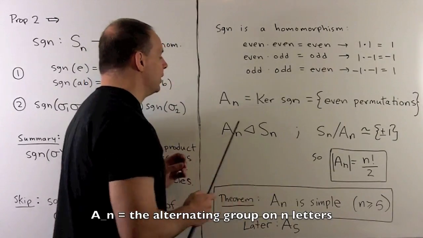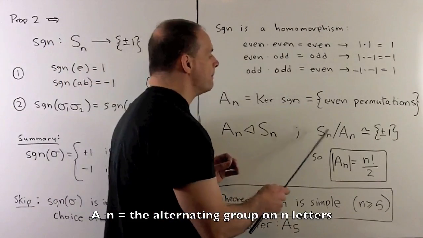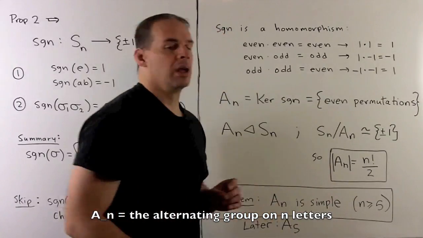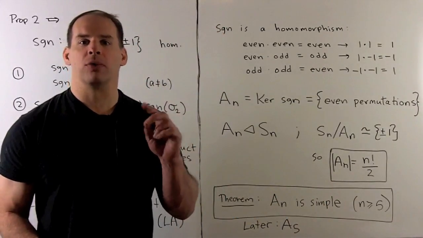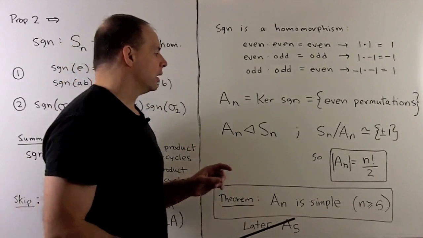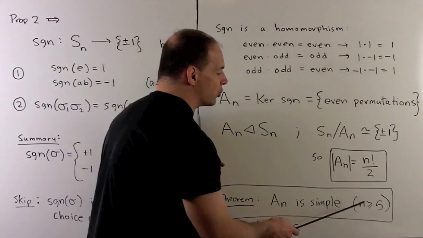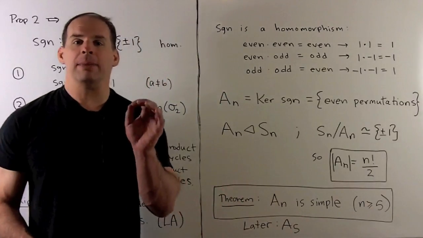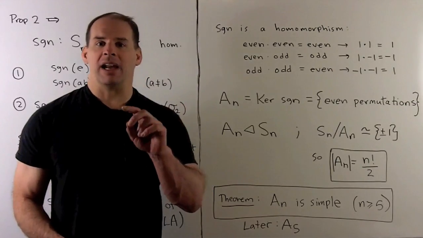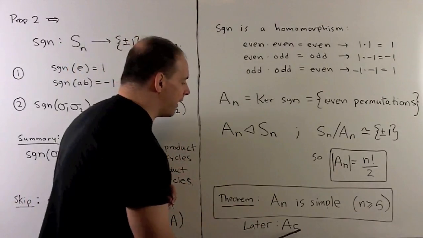Because it's a kernel, it's going to be normal in S sub n. By our isomorphism theorem, the quotient group S sub n mod A sub n is isomorphic to plus or minus 1. So that means A sub n has n factorial over 2 elements. Again, it's normal because it has index 2. Now, the big theorem is that A sub n is simple when n is greater than or equal to 5. Recall that means there are no normal subgroups in A sub n except for the identity and A sub n itself. We'll show later at least for A sub 5.